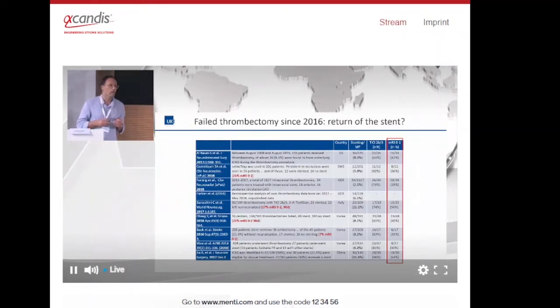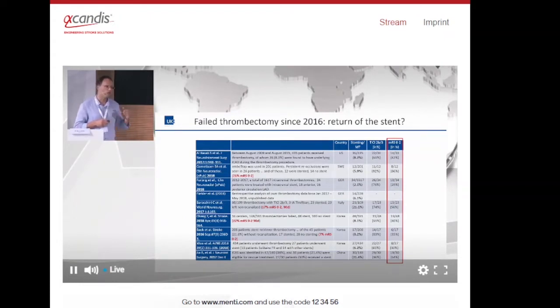So the idea to do permanent stenting in remaining occlusion in acute intracranial occlusion is not new. So we have the first publication from the beginning of the 20s.